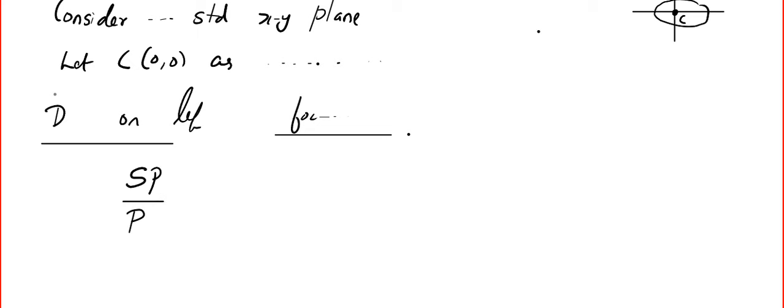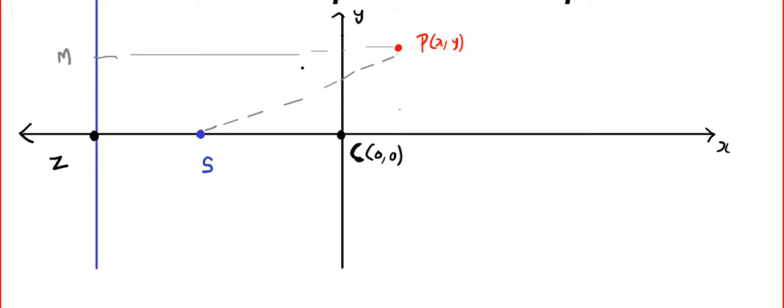How did you consider P? In such a way that SP by PM will be the eccentricity, where the eccentricity will be bigger than 0 but less than 1, where M is the foot of the perpendicular from P on the directrix. Now look at this. There will be many values of P. When you plot all these values, tell me what will happen. If you keep on plotting all these values, what will be generated?